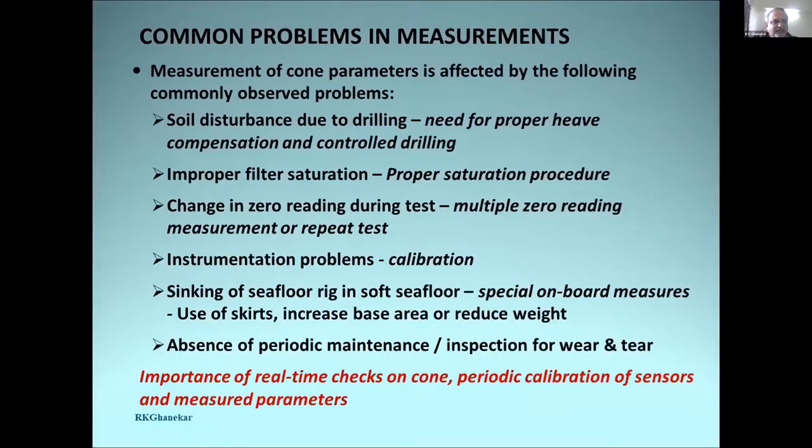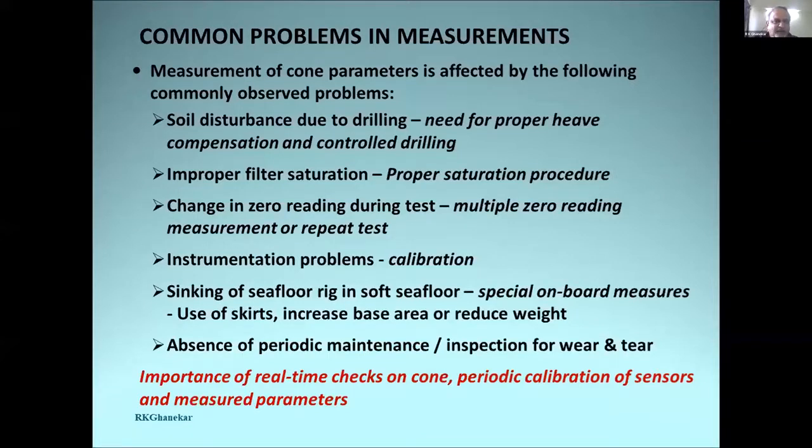Measurement of cone parameters is affected by the following commonly observed problems. There is soil disturbance due to drilling. Because of the movement of the ship, many times the drill bit hits the undisturbed soil and disturbs it. So there is a need for proper heave compensation installed on the vessel and the need for controlled drilling. Improper filter saturation.